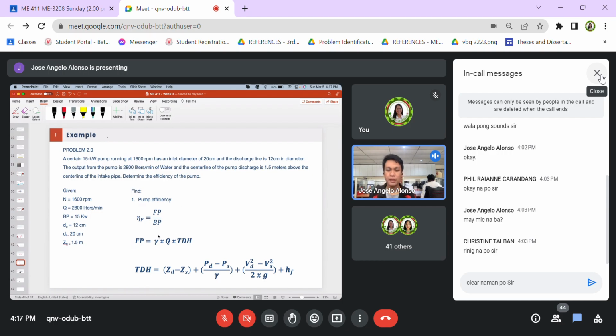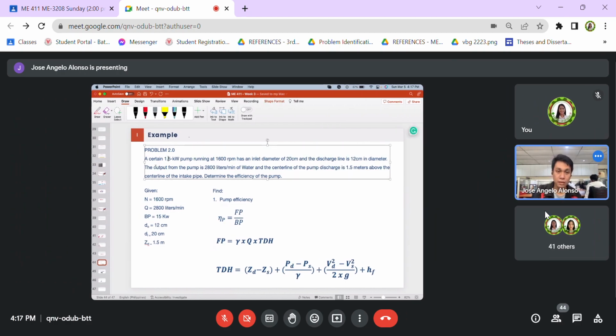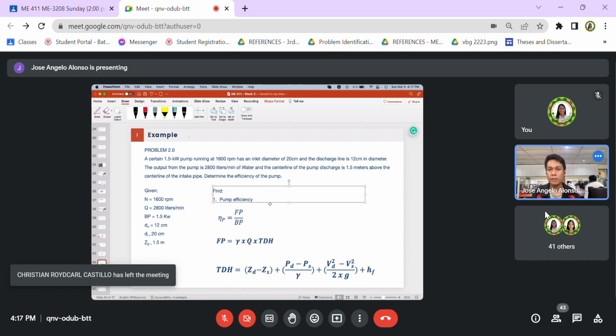So for next problem naman, let me read it again. A certain 1.5 kilowatt pump running at 1,600 RPM has an inlet diameter of 20 centimeter and the discharge line is 12 centimeter in diameter. The output from the pump is 2,800 liters per minute of water. And the center line of the pump discharge is 1.5 meters above the center line of the intake pipe. Determine the efficiency ng ating pump.